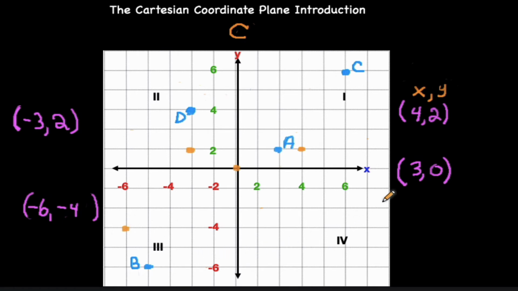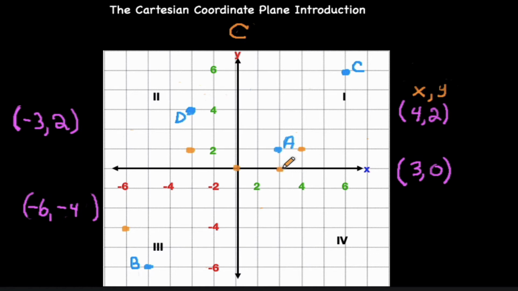And then if you come over here, we have the point 3, 0. So be very careful with this. So our x coordinate is 3, which is here. And notice our y value is 0. So it doesn't move up or down. It just stays stationary right here.